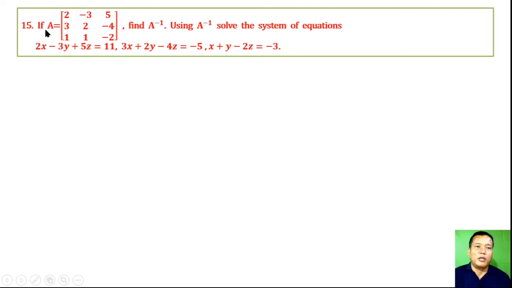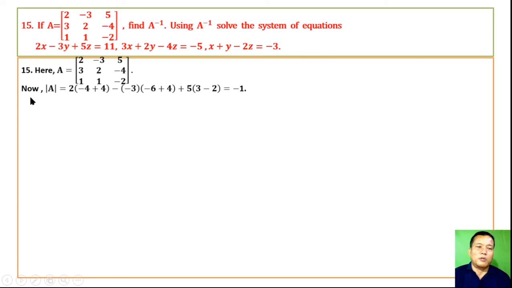Question number 15. If A is equal to this, find A inverse. Using A inverse, solve the system of equations. Firstly, we have to find out A inverse. Now find out determinant of A, which is equal to minus 1. Therefore A inverse exists.